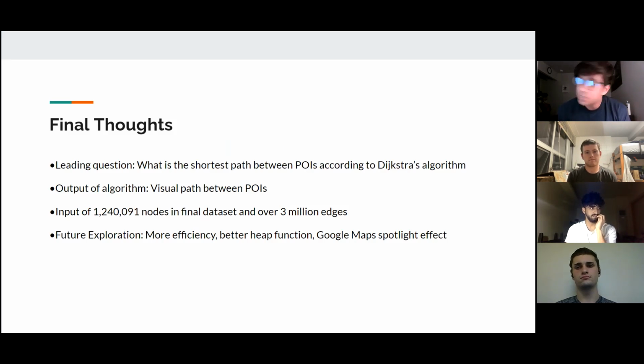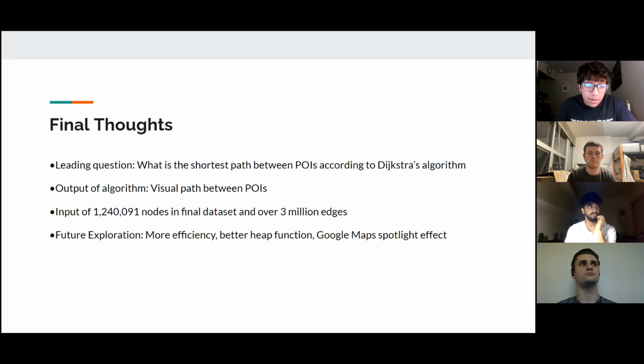So over these past couple weeks, we've been trying to answer the leading question: what is the shortest path between pre-selected points of interest according to Dijkstra's algorithm? And so we wanted to output a path on a visual, on an image, that could let the user visualize the route that they chose, similar to how Google Maps does.